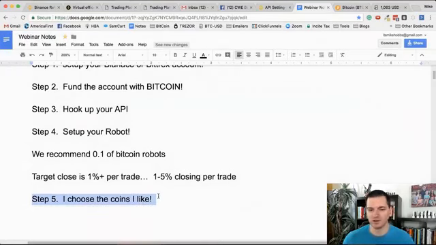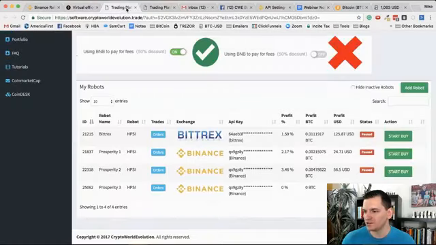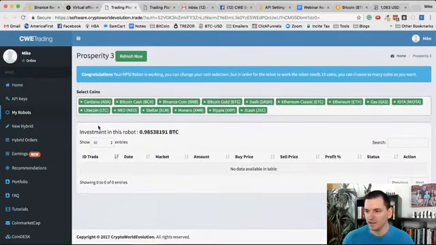So how do you do that? You can only do this with Binance. Bittrex doesn't let you do this. Binance does. So how you do that is you go over here and you click on orders before it starts going. So you click on orders. And look at this. It has all these different coins here. So what I do is I'll delete any of these coins I don't like.